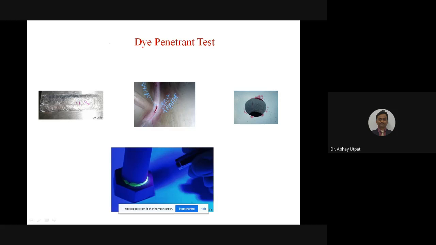See here, an actual photograph. This is a weld. You are observing the red spots, meaning some blowholes and pinholes are present. Then here is again a crack. Here at the corner there is the presence of a crack. Now what is this shining color? You are observing some green light. That is the presence of a crack at the head or at the neck of the bolt.